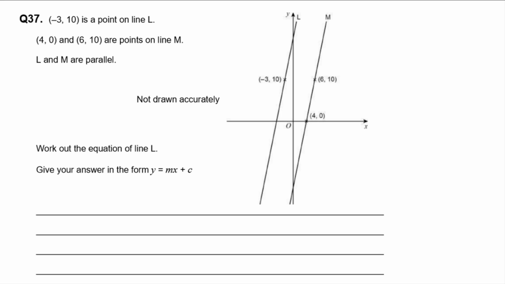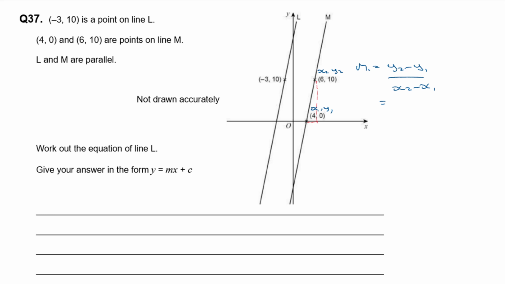Okay. So we can find the gradient of our line M because we've got 2 points that lie on it. If we can work out the change in y and the change in x and divide them, then we should get our gradient. So m1, the gradient of M, that's going to be y2 minus y1 over x2 minus x1. This is a very handy formula. So if this is x1, y1, and this is x2, y2, it's just a handy formula to sub in your coordinates to find the gradient.